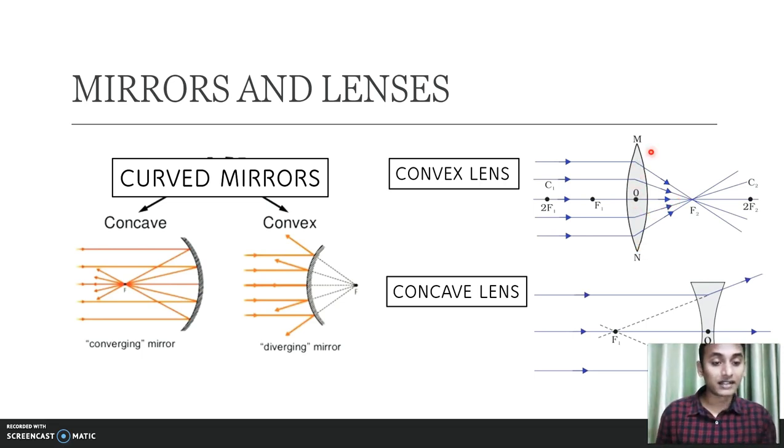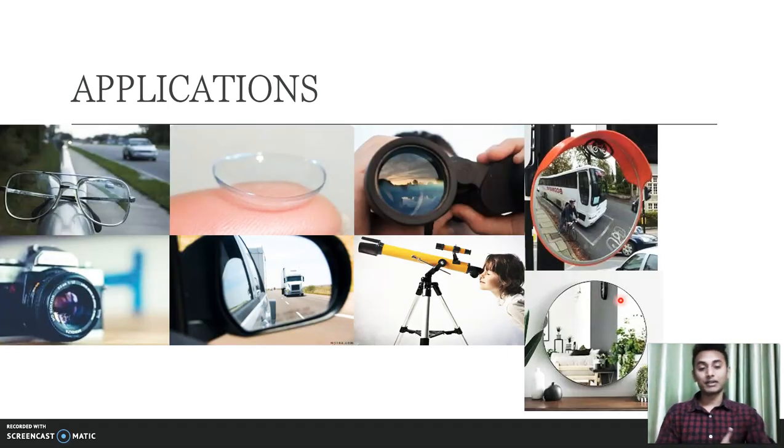This is your eye lens. You can see it is focusing all the rays towards this single point F2. So the mirrors and lenses are basically classified as these two major classifications. For the curved mirrors, it is concave and convex, which converge or diverge the light. And for the lenses, convex and concave lens, which also converge and diverge the light. So let's move to the basic applications.